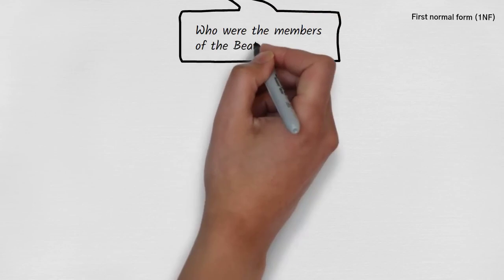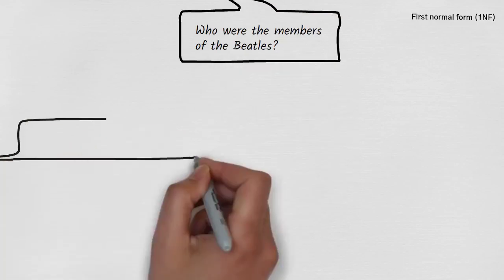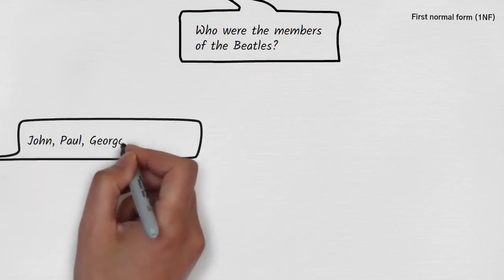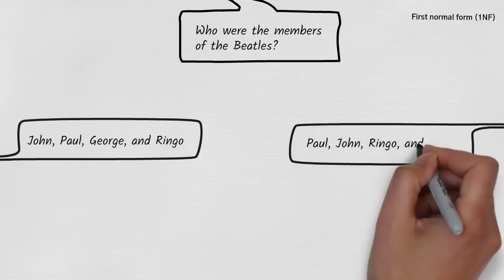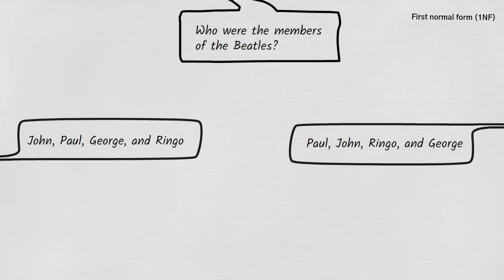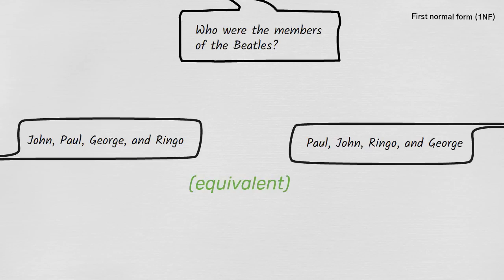Suppose you and I are both confronted by this question. You might answer John, Paul, George, and Ringo. I might answer Paul, John, Ringo, and George. Of course, my answer and your answer are equivalent, despite having the names in a different order. When it comes to relational databases, the same principle applies. Let's record the names of the Beatles in a table, and then let's ask the database to return those names back to us.